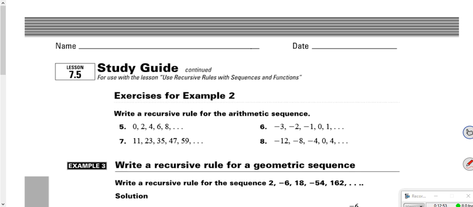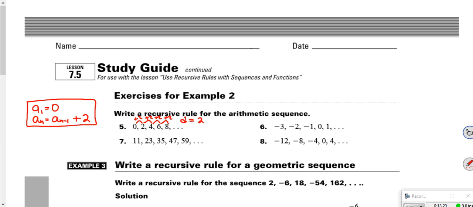To get from one to the next, it looks like I add 2, add 2, add 2, add 2. So obviously my D is going to be 2. So the 2 things I need here for number 5 are that a sub 1 is 0, and then a sub n equals a sub n minus 1 plus 2. That would be my answer for number 5.